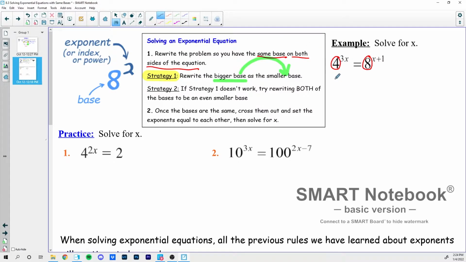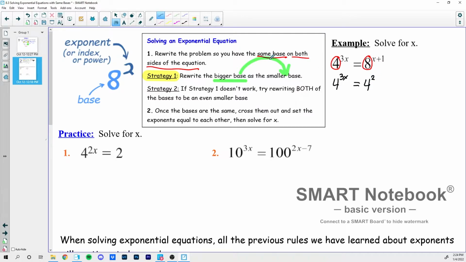So 4, I keep that exactly the same. 3x, I don't change anything on the left side. But now I'm going to see if I can rewrite 8 so it has a base of 4. Okay? So I'm thinking right now to myself, I want to keep this value so that it's still 8. At the end of this, whatever I get over here should still be equal to 8. So let's see if we can guess an exponent that would still make this equal to 8. So maybe like 4 to the power of 2.